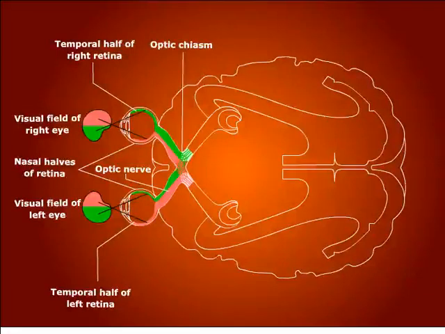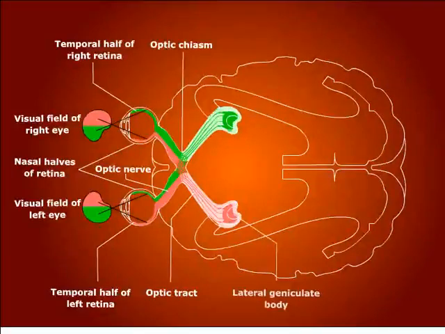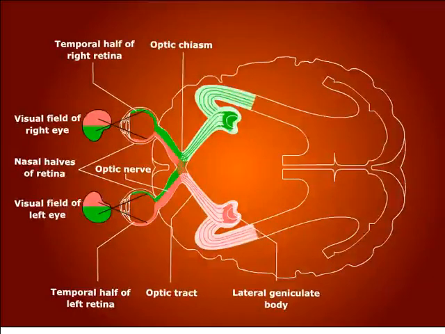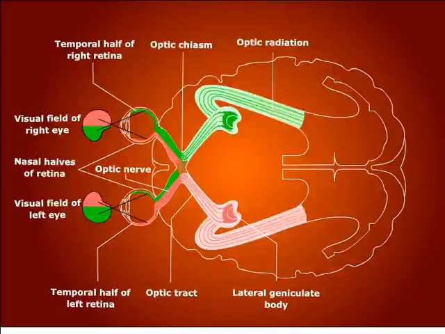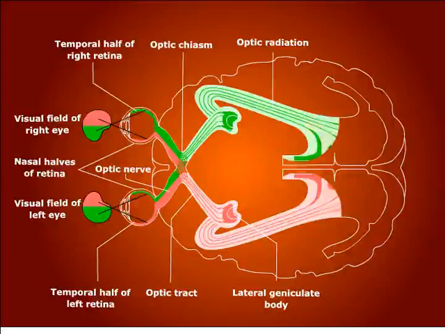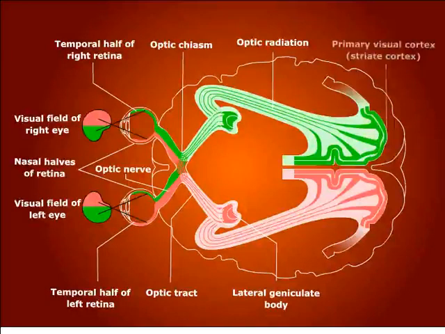The axons of the ganglion cells pass caudally in the optic nerve and optic tract to end in the lateral geniculate body in the thalamus. These thalamic axons then project via the optic radiations in the parietal lobe to reach the primary visual cortex at the posterior pole of the occipital lobe.